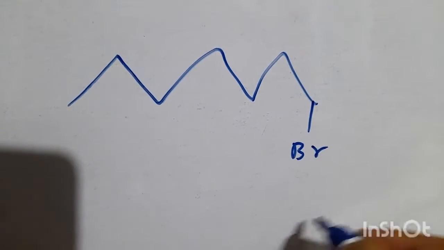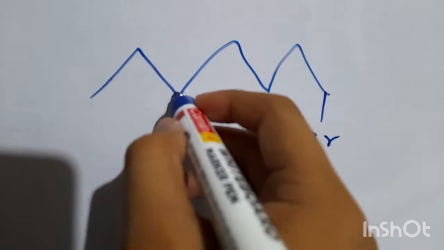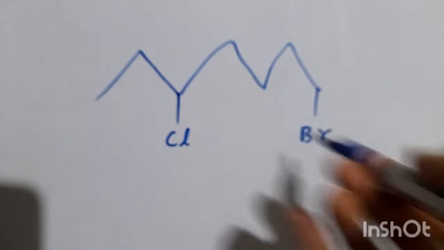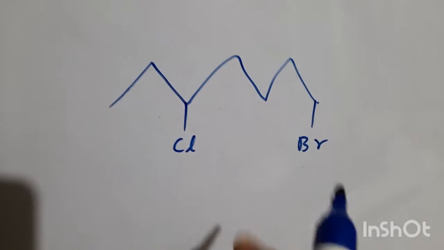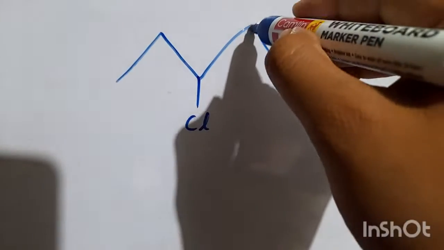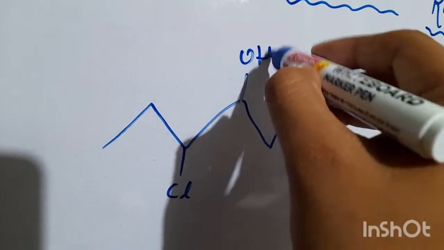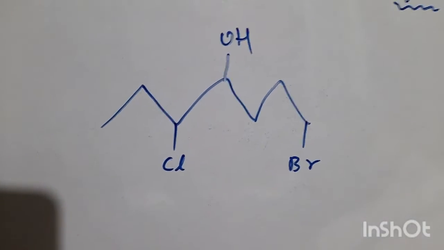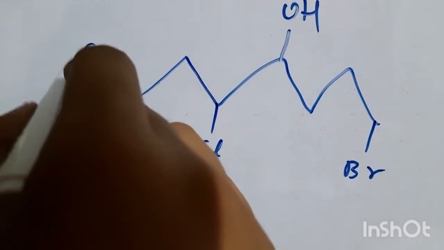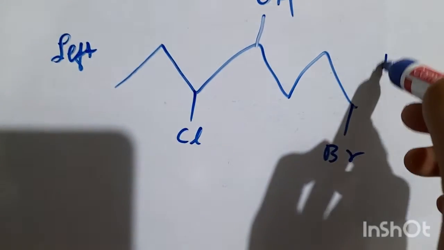Bromine, chlorine. One, two, three, four, four. Let's take alcohol right there. Well, can you say where we should start counting? Let's try from the left side, shall we? Or from the right side?